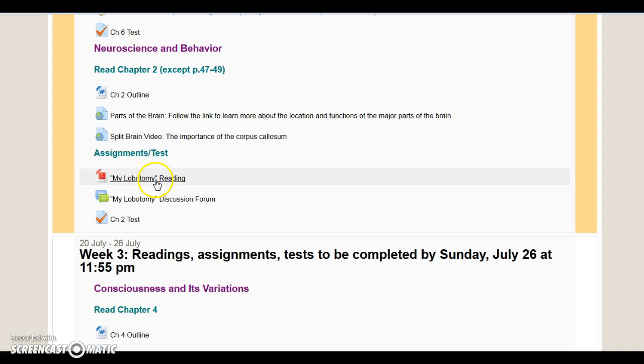And then for this chapter, your assignment is to read a chapter from the biography called My Lobotomy, so I've got that here in PDF. And then once you read the chapter, you will need to post to the discussion forum.